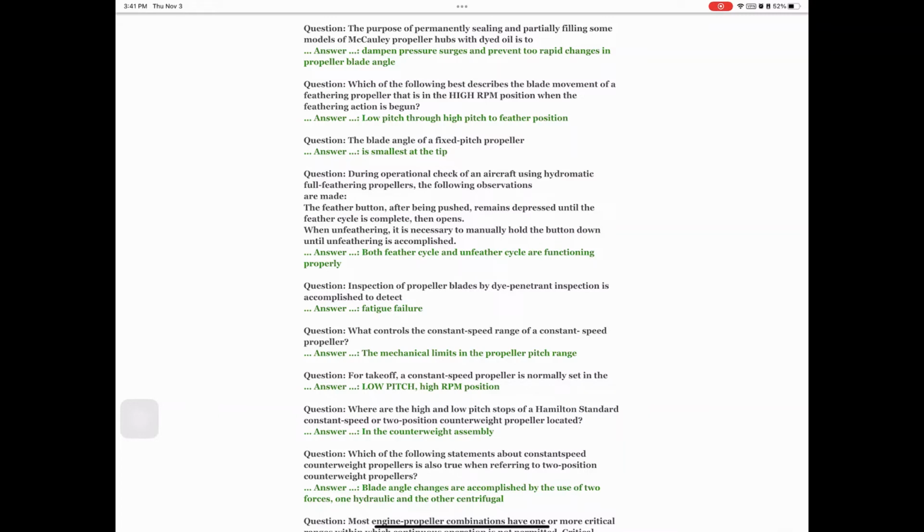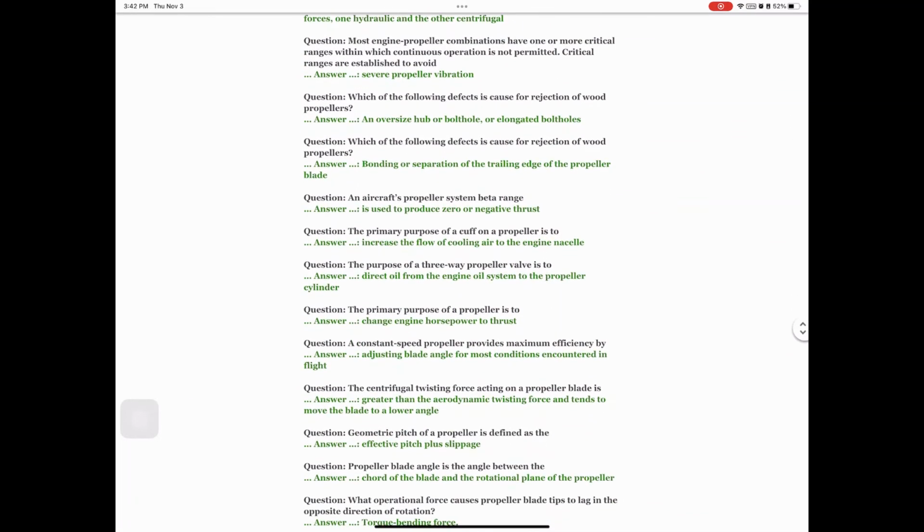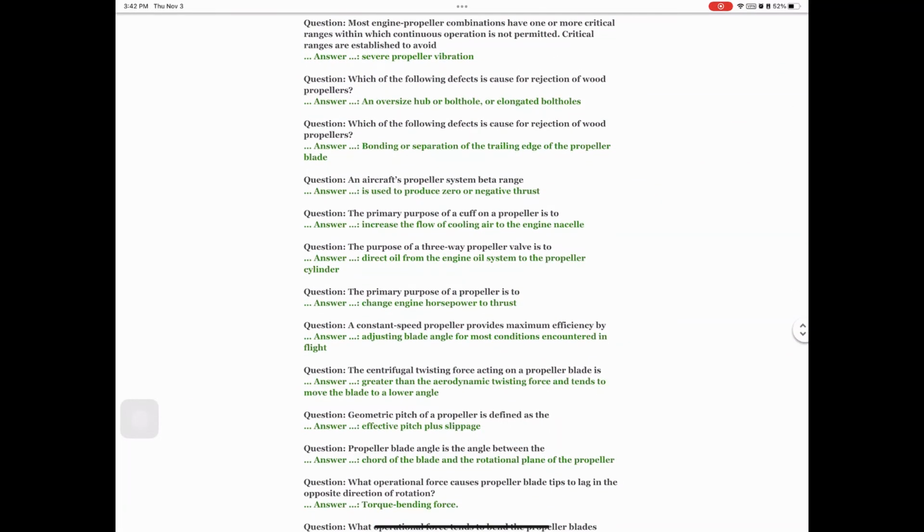Question: which of the following statements about constant speed counterweight propellers is also true when referring to two-position counterweight propellers? Answer: blade angle changes are accomplished by the use of two forces, one hydraulic and the other centrifugal. Question: most engine propeller combinations have one or more critical ranges within which continuous operation is not permitted. Critical ranges are established to avoid? Answer: severe propeller vibration. Question: which of the following defects is cause for rejection of wood propellers?